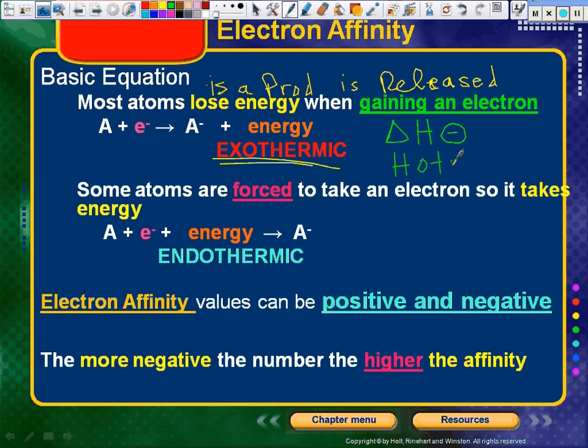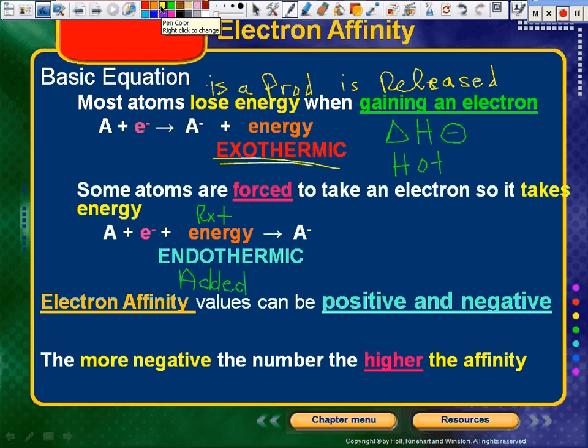All right, so, but here's the deal. If it's endothermic, energy must be added or absorbed. Very good. Okay, so if it's forced, energy is going to become a reactant. Do you agree that I'm using my energy in order to make you take that electron? Very good.